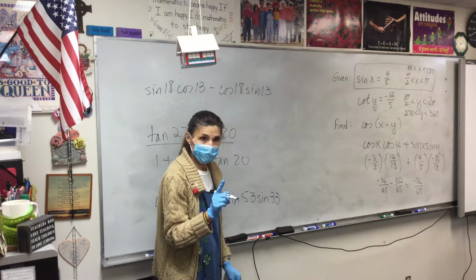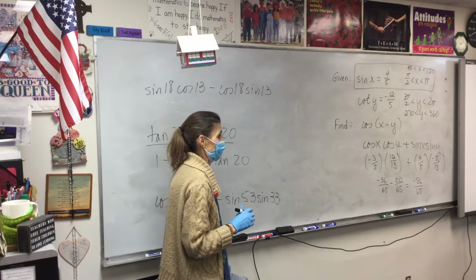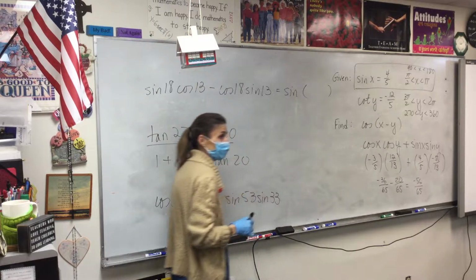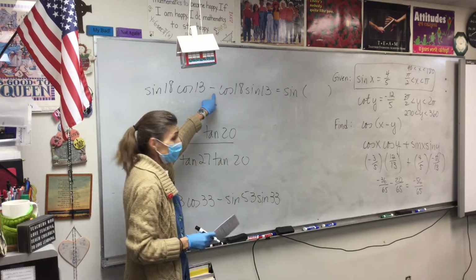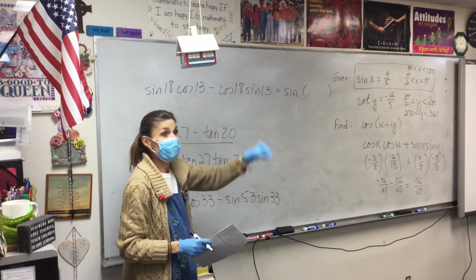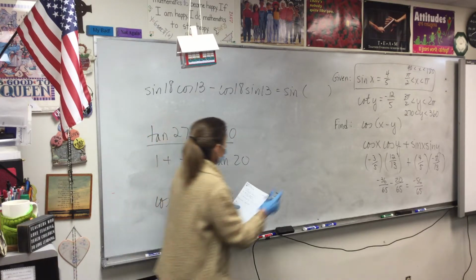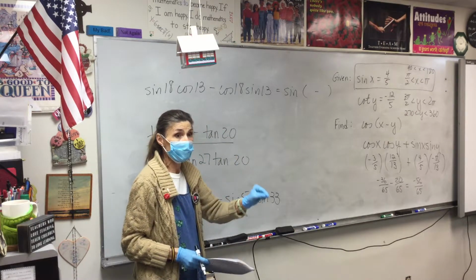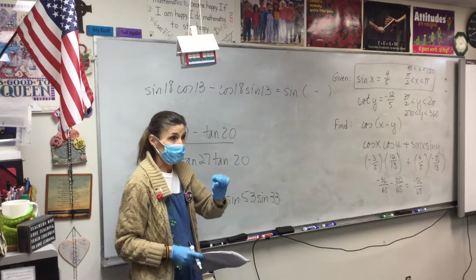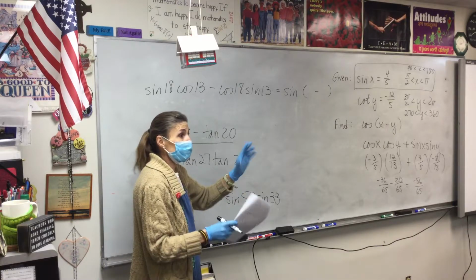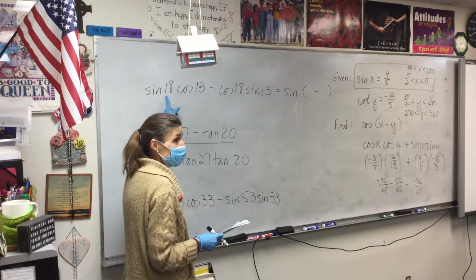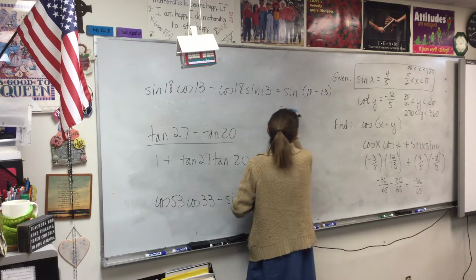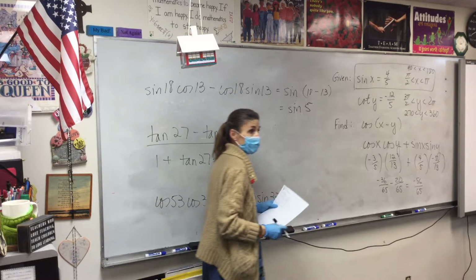That's one of your formulas. Is it sine, cosine, or tangent? It's sine. So this is going to be the sine of something. Now, that's a minus. You just told me this is a sine problem, so that's going to be a minus, because in the sine formulas, the signs are the same. Got it? Now, what are the angles in the problem? 18 and 13. So it's 18 minus 13, so the answer is the sine of 5.